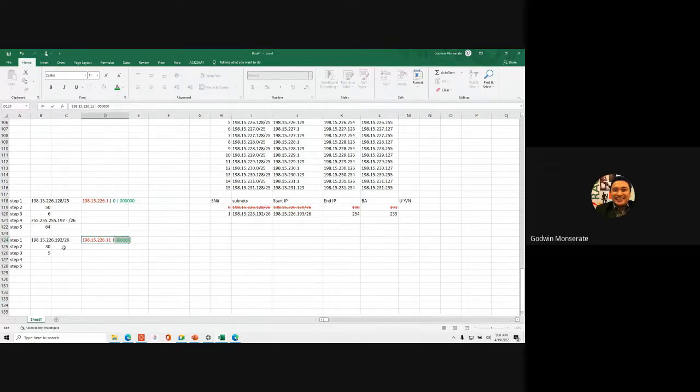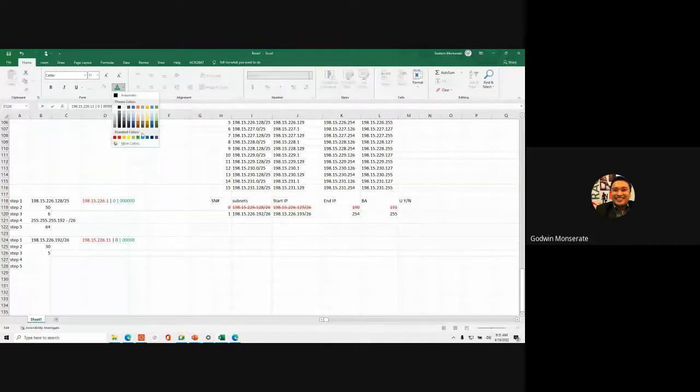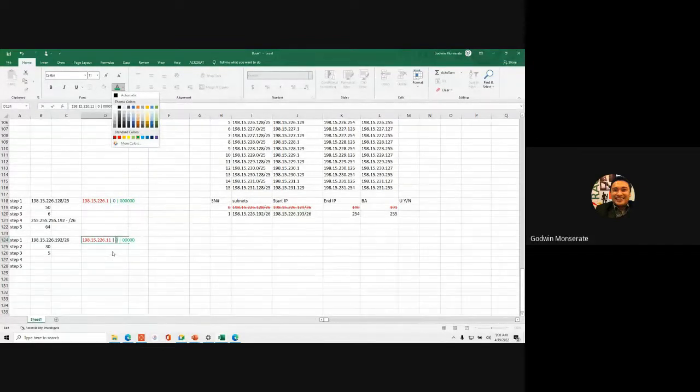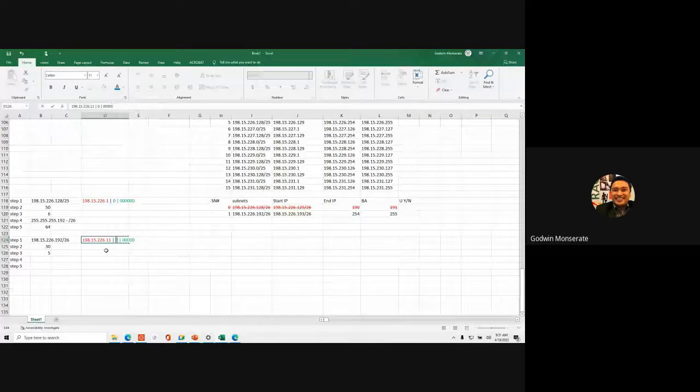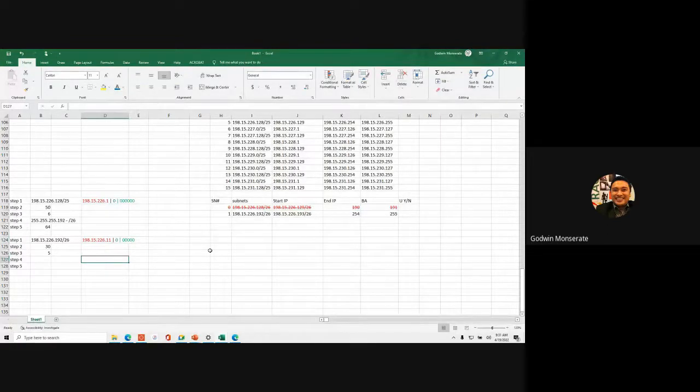Okay. And we will borrow 5. 1, 2, 3, 4, 5. There you are. Mark it. Then this one will be blue. Okay. So, blue, blue, blue. There you are. So, let's plot the subnet mask. That will be 255.255.255.224, which is /27. I hope I am correct.